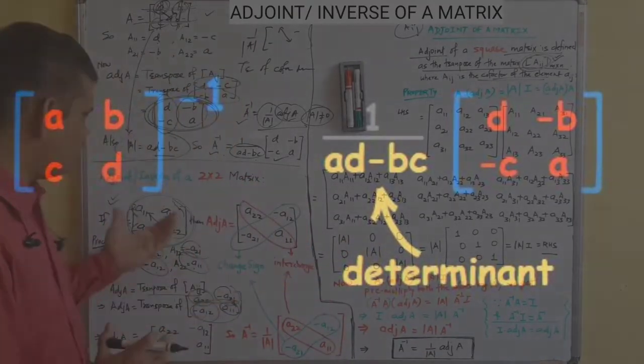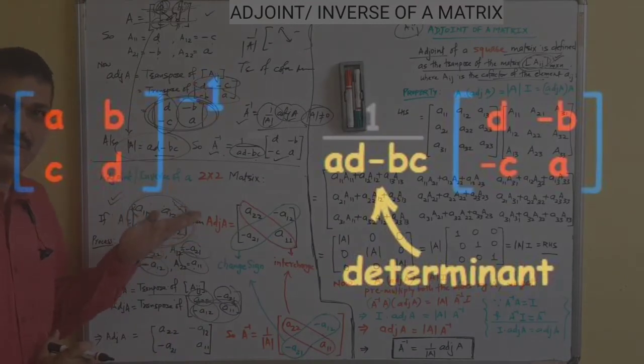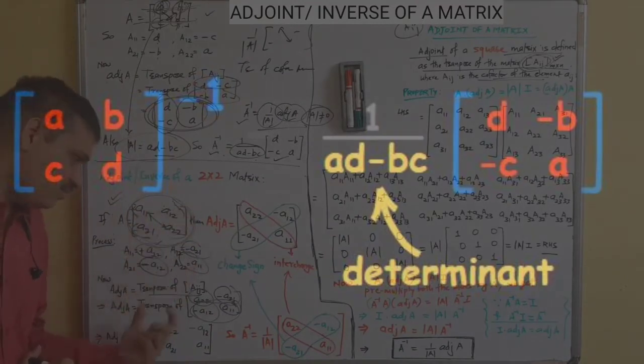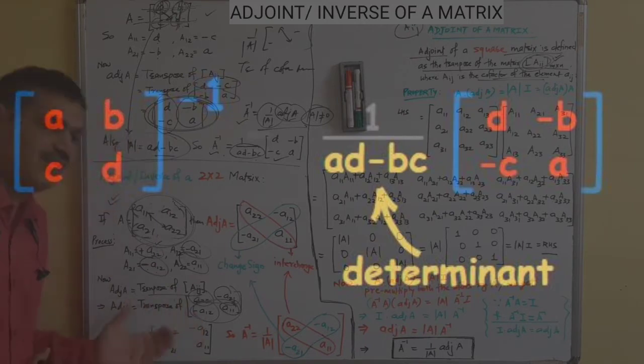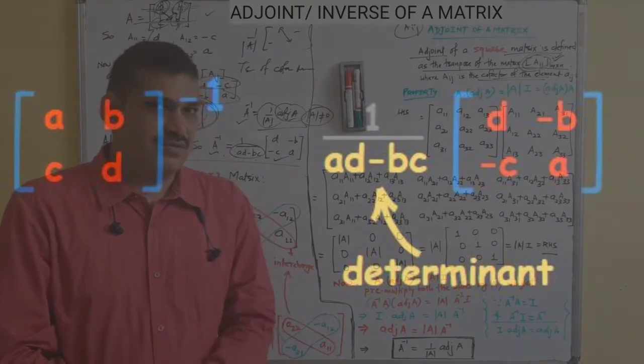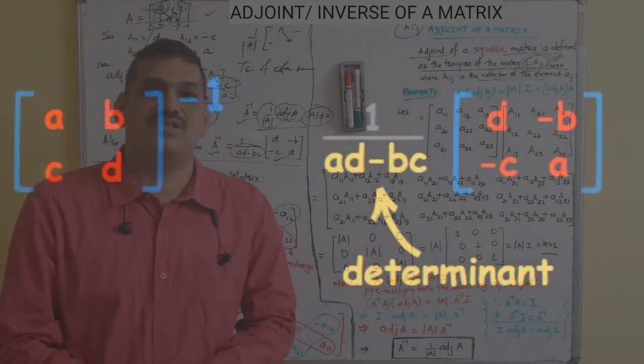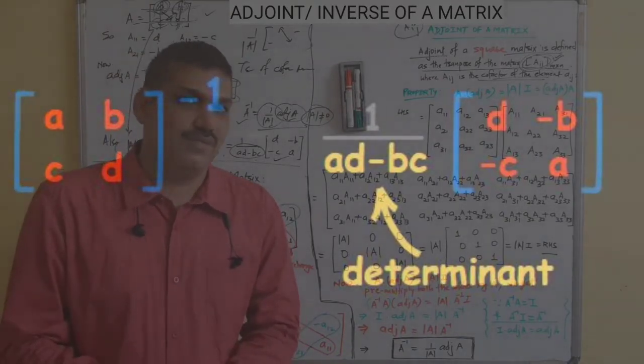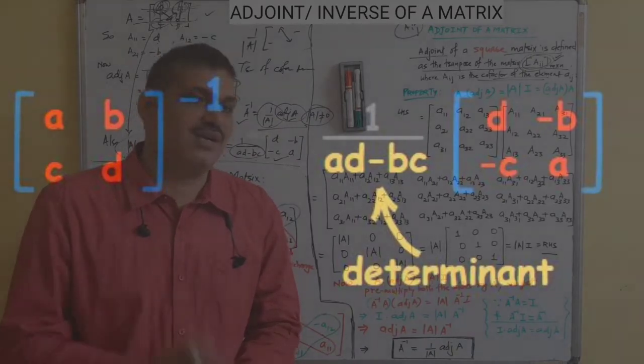The process is very simple. If we are to show the process, we'll find the adjoint A with the help of cofactors: we'll find the transpose of the cofactor matrix, and then we'll divide it by the determinant of A. That is how we do it. Now we can practice those questions which we have done in the previous chapter, that is in the chapter Matrices.